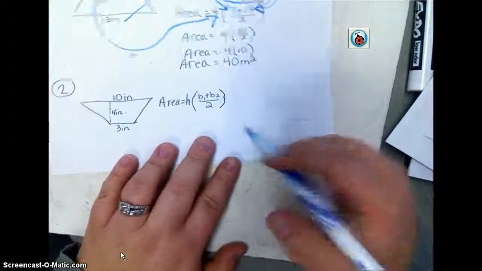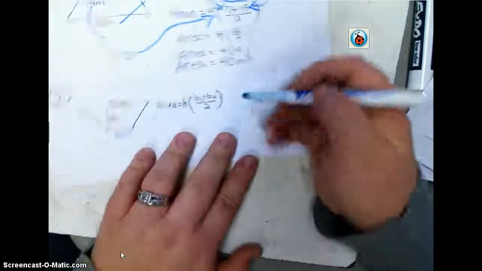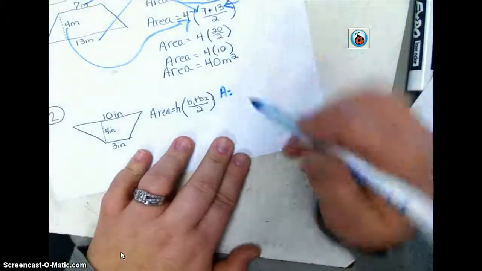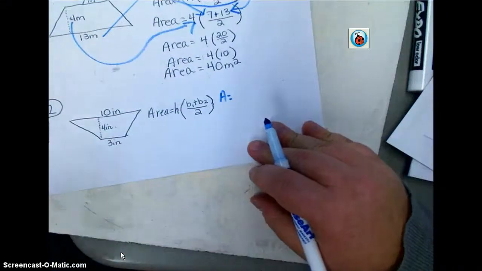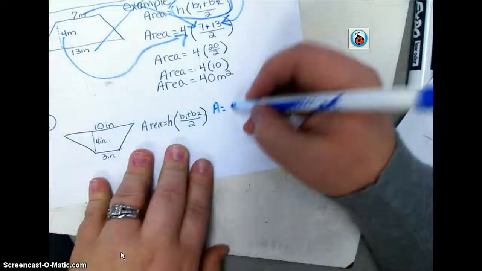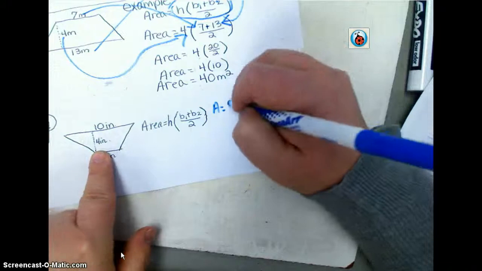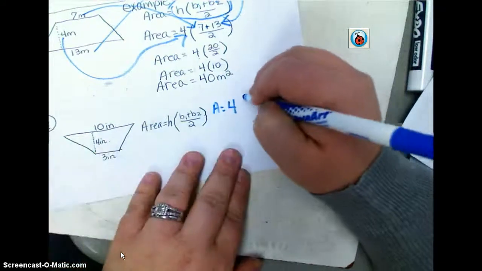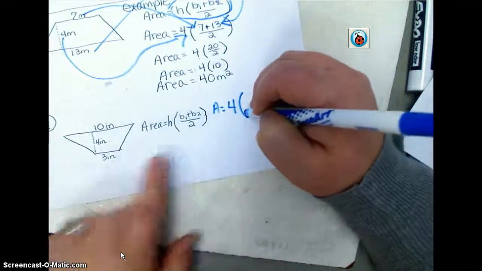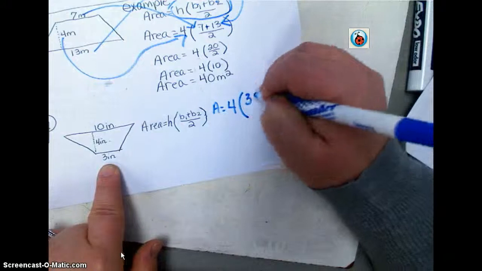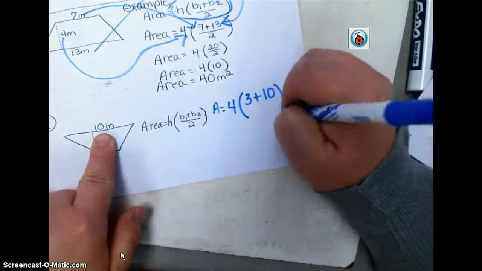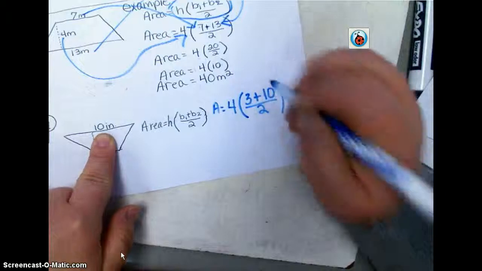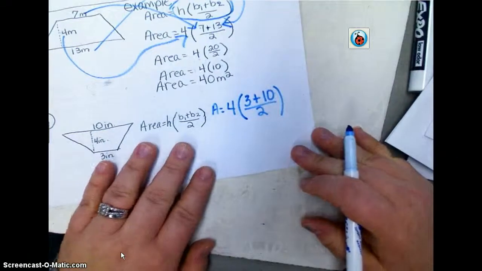Work with me. Here's my formula. A equals, I'm just going to start pulling these numbers to plug them in where they belong. My height is 4 times base 1 is 3 plus base 2 is 10. I have to divide that by 2. Are you following where I'm getting those numbers? Yeah.